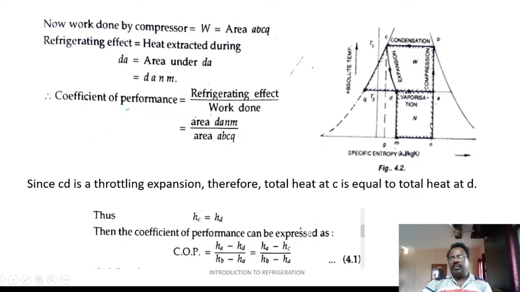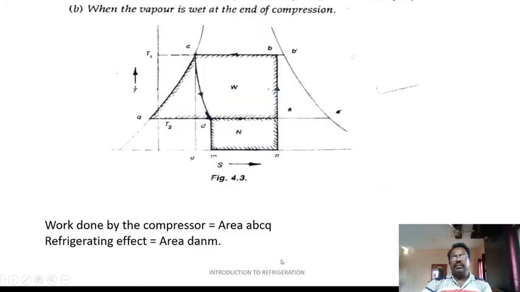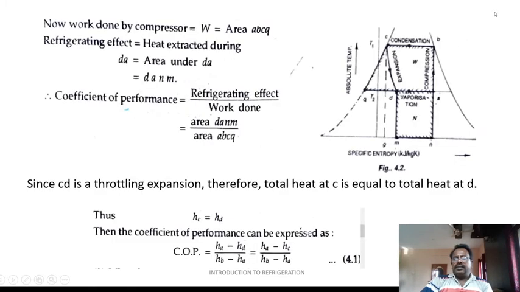That is Ha minus Hd and Hp minus Ha. So Hd is equal to Hc means, so this will come Ha minus Hc divided by Hb minus Ha. This is the actual temperature entropy diagram for the vapor when it is in a dry state. See here in this case, this B will fall on this point and this A will be in this.